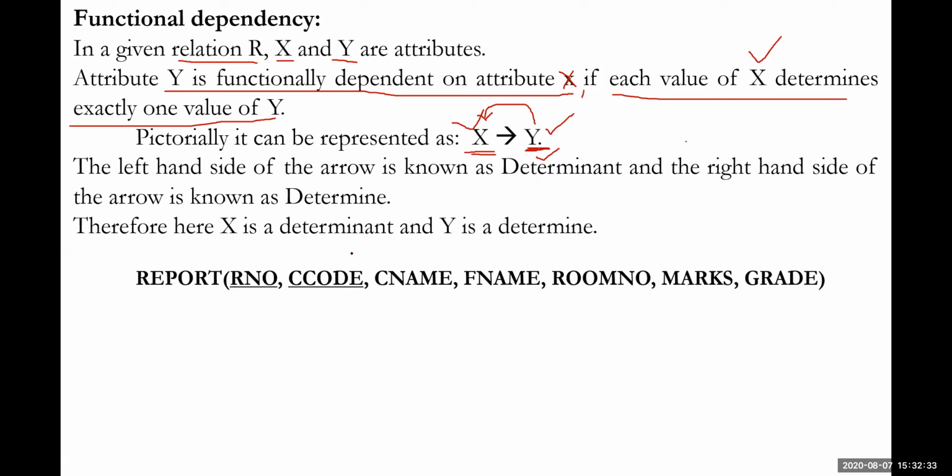Now, for example, we'd like to consider one other relation other than what I have shown you in the table form. The other relation I'd like to consider is a report. So: register number, course code, course name, faculty name, room number, marks, and grade. How could this be?